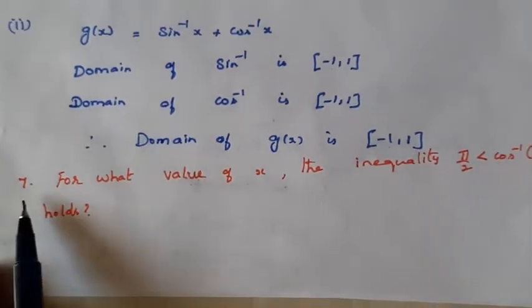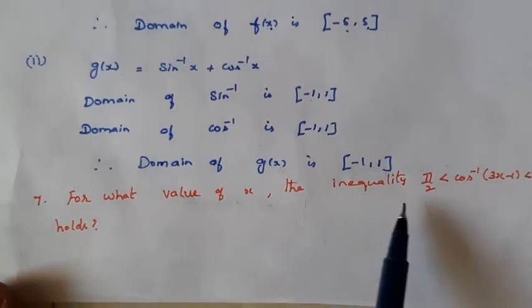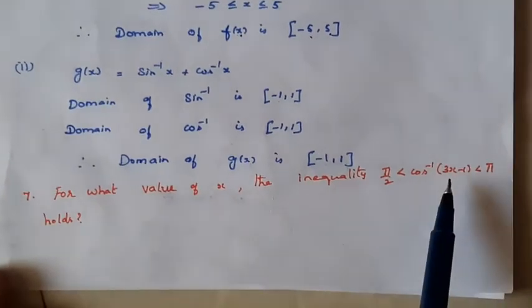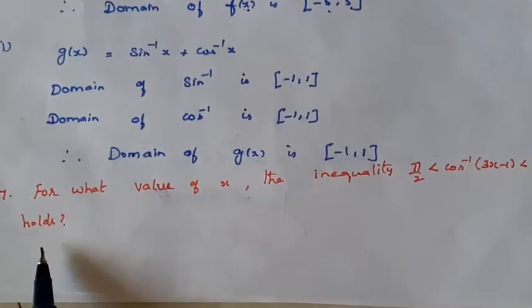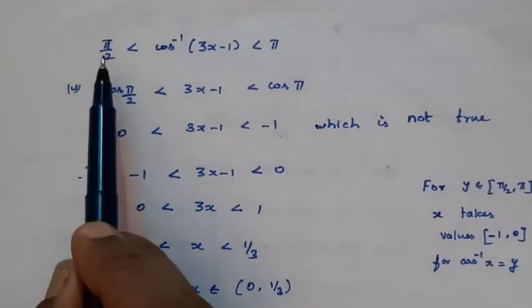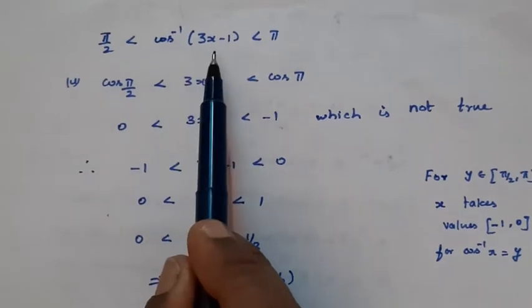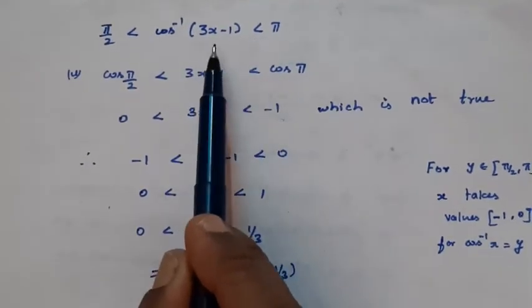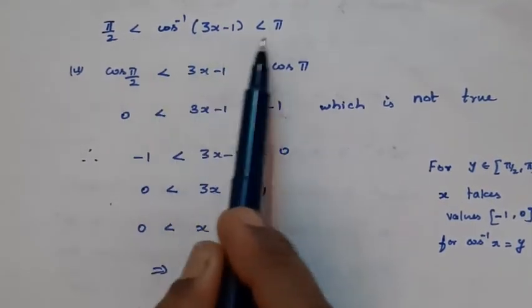Now let us see the seventh one. For what value of x does the inequality pi by 2 less than cos inverse of 3x minus 1 less than pi hold? So given pi by 2 less than cos inverse of 3x minus 1 less than pi, you have to find out the value of x which satisfies this relation.